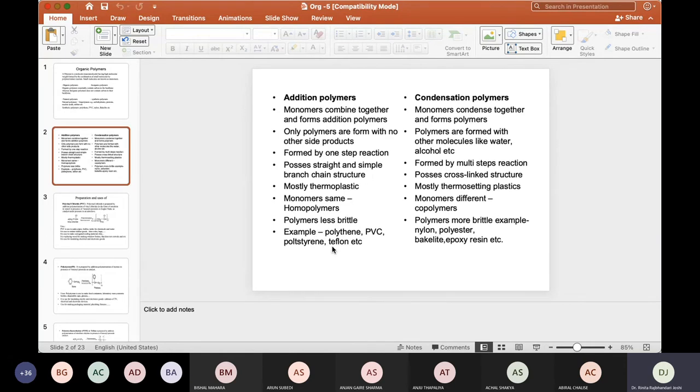For examples of addition polymers, you can give polythene, PVC, polystyrene, Teflon, etc. You have already studied all of these except Teflon. Okay, so this is about the addition polymers.